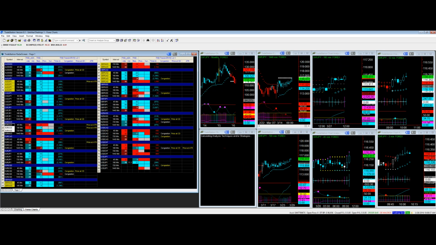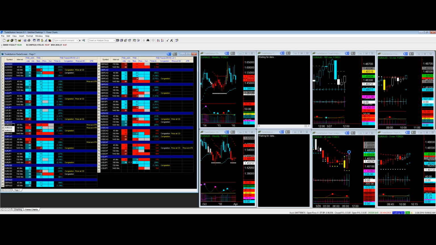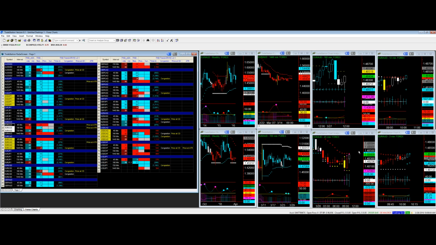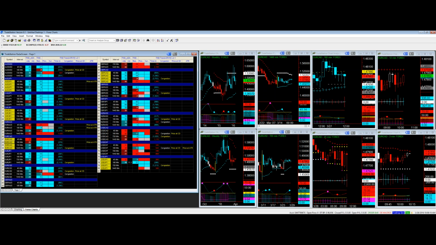On the Euro Aussie, we're at an ATR here, but we're at an ATR that is bouncing to the upside here. You would not take that trade. The radar screen makes these trades really simple to screen.